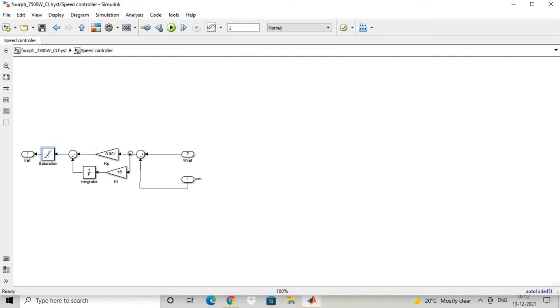In the PI controller, a KP KI controller is used. The error signal is multiplied by KP, and the error signal is also passed through the integral controller, and the addition of both is considered as the current reference. That means the error signal, which is the difference of actual speed and reference speed, is processed through this PI controller and then given to the current controller.